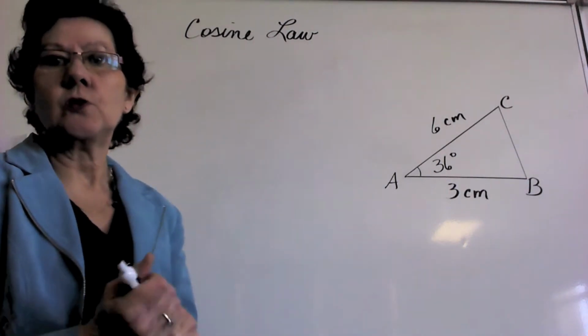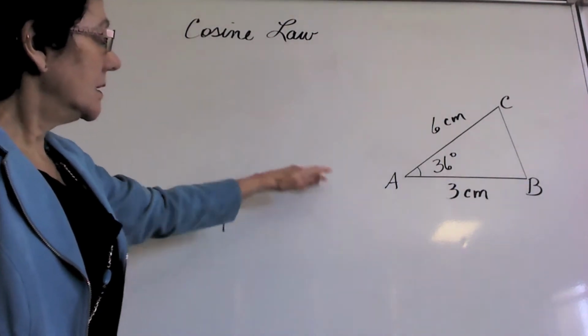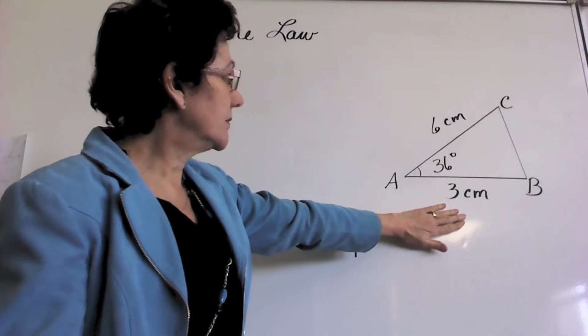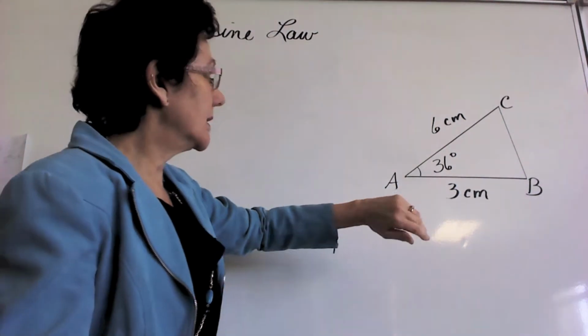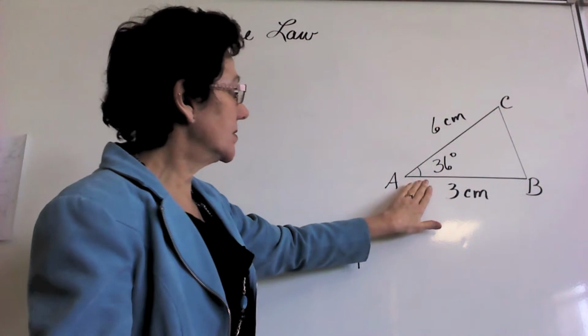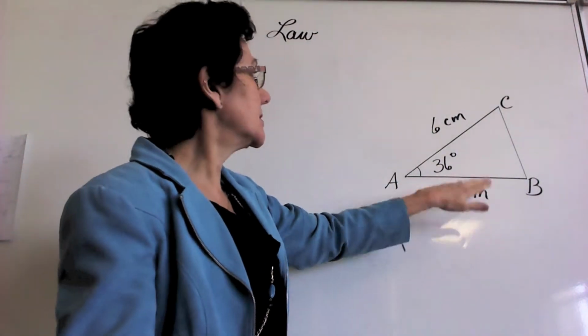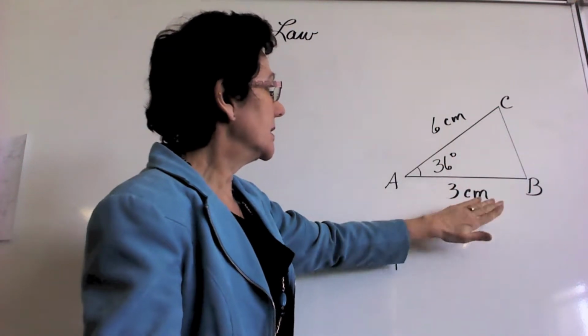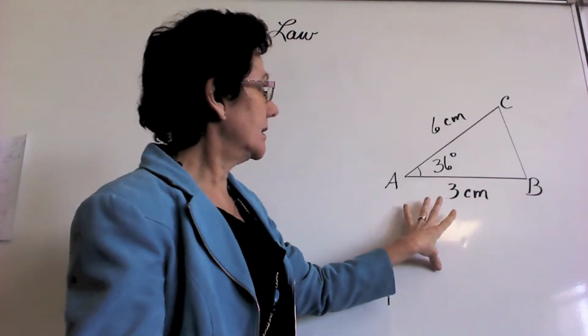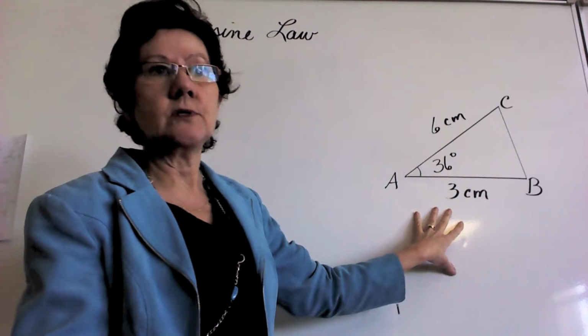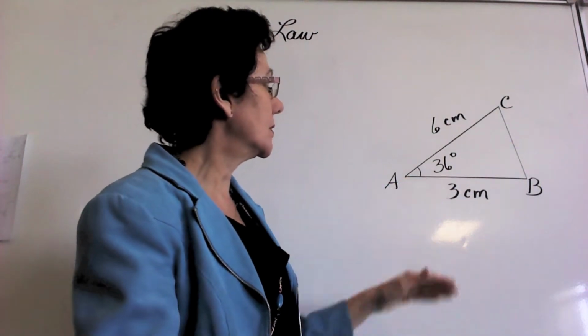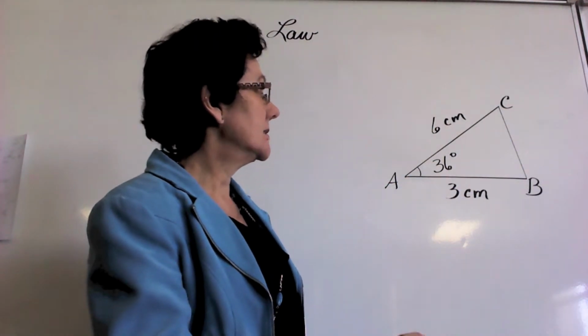Today we're going to cover cosine law, and that we use on this type of triangle. So here we have a triangle. We have angle A is 36 degrees. We have one side of 3 centimeters and another side of 6 centimeters. If you look at this triangle and analyze it, you see that we can't use the law of sines because we have no corresponding angle and side.